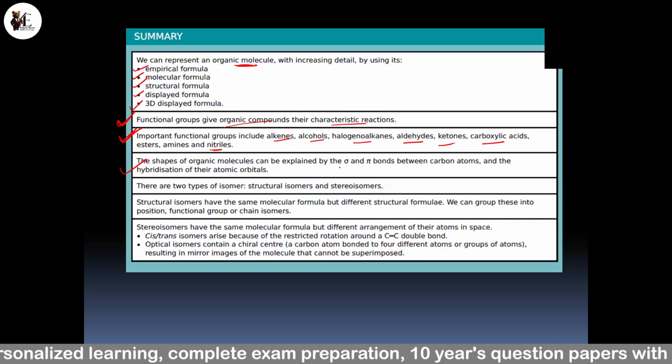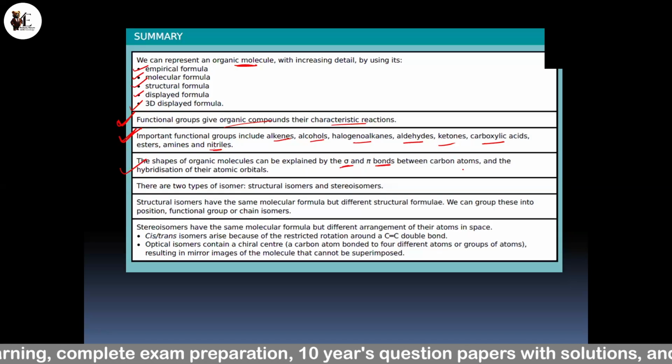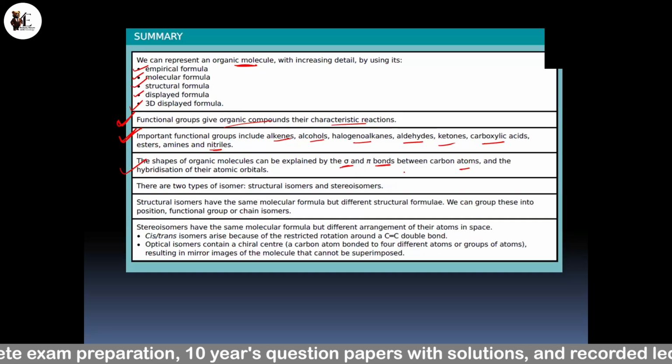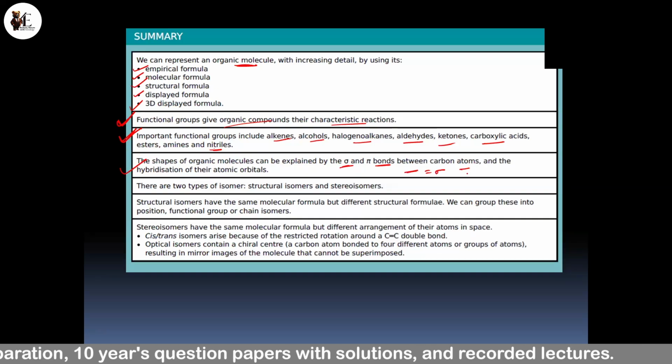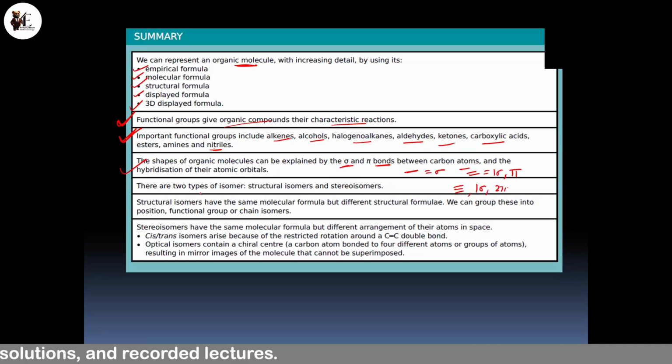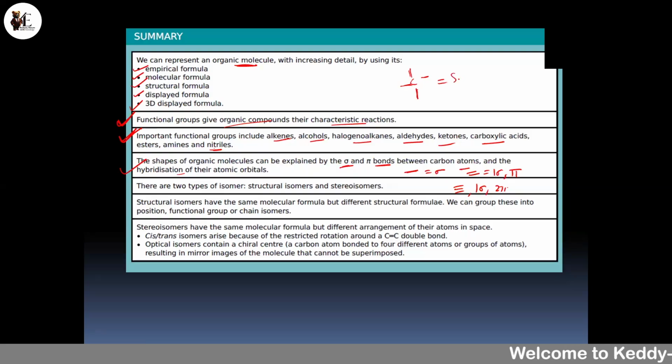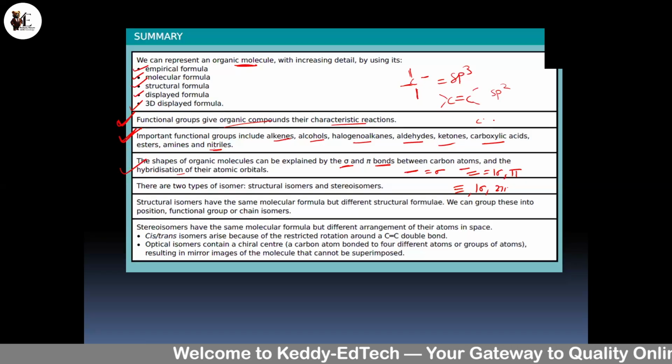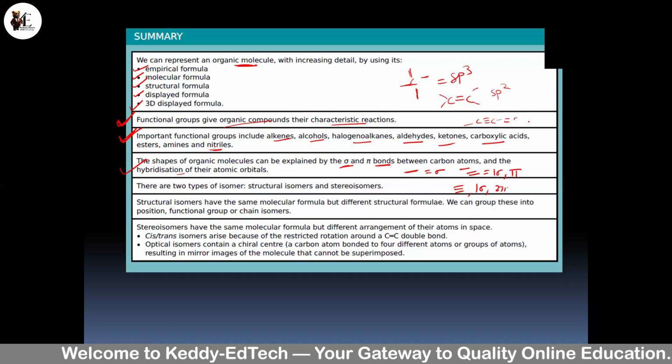Shapes of organic molecules can be explained by sigma and pi bonds between carbon atoms. I told you that if there is one single bond, then it is a sigma bond. If there is a double bond, then it is one sigma, one pi. If there is a triple bond, then it is one sigma and two pi. There is hybridization also. If there are 4 single bonds around carbon, it is sp3. If there is one double bond, it is sp2, and if there is a triple bond, then it is sp hybridized carbon.